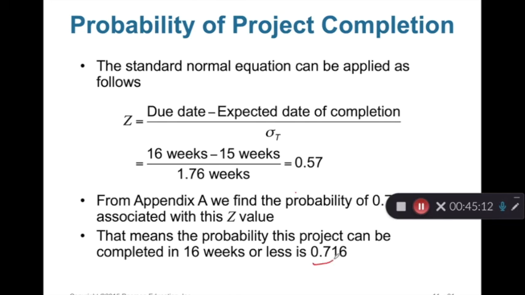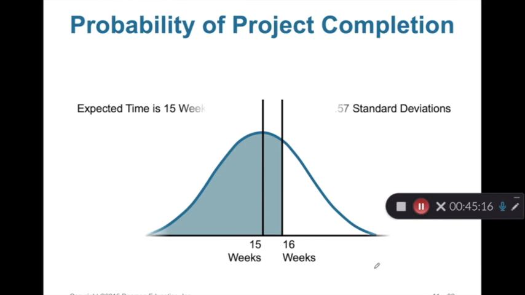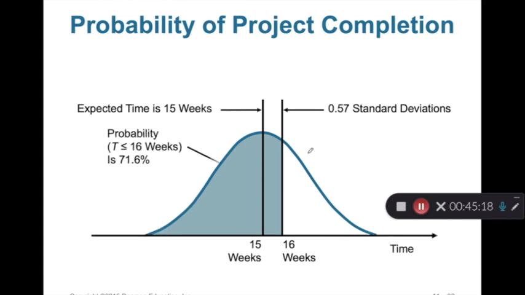This is the probability. And you can look at this graph, this curve here. We want to calculate this shaded area, and you can use Excel or the table to figure out the probability, because you know the expected completion time and the standard deviation as well. Basically, we want to know the area, so it is 71.6%.